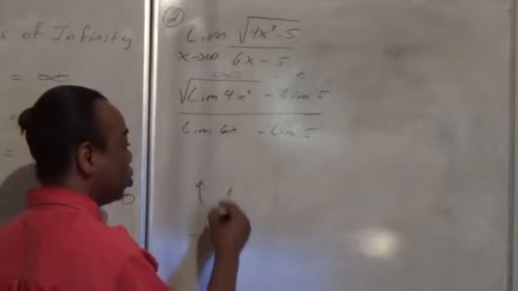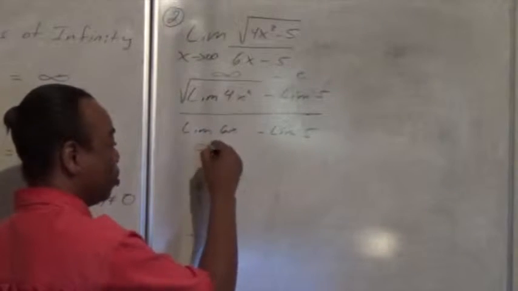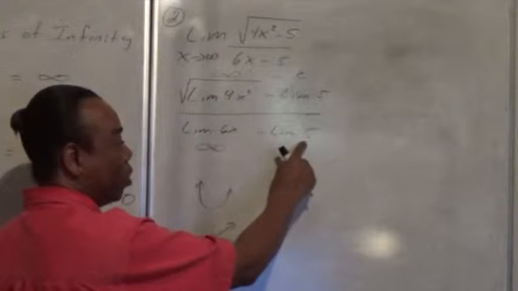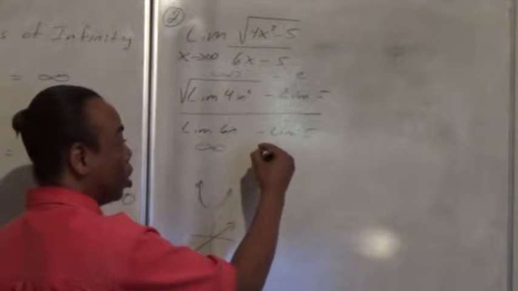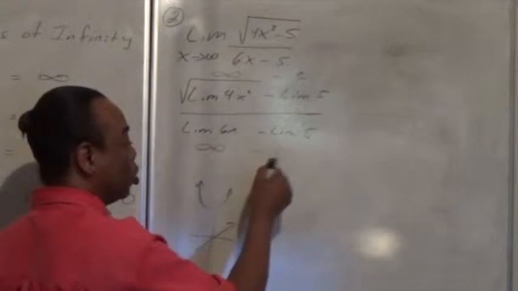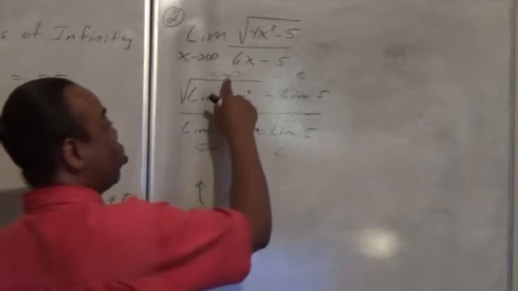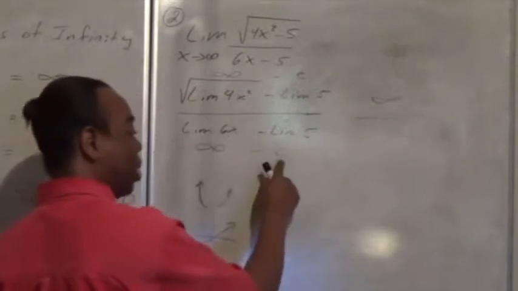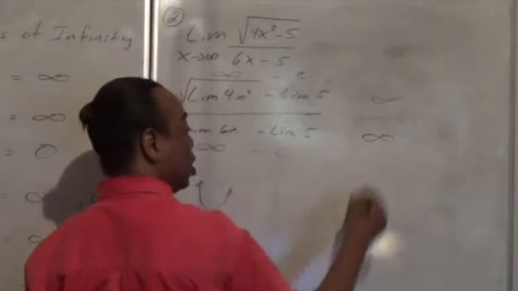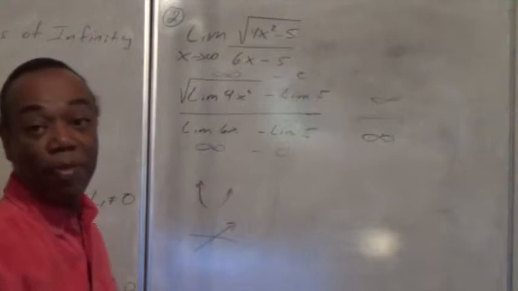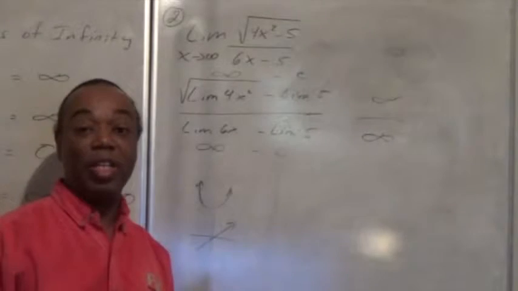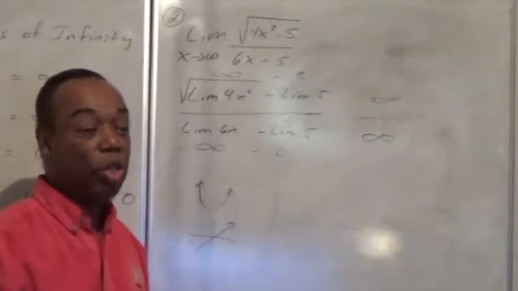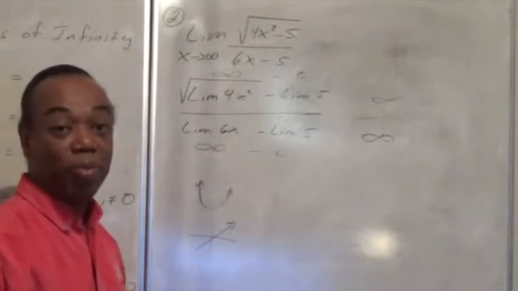It goes up like this, so to the right, that's going to be positive infinity. And the limit of another constant is, again, a constant. So when you have infinity minus c, you'll get infinity. And infinity minus c, again, will be infinity. And infinity over infinity is inconclusive. So we can't use this method.